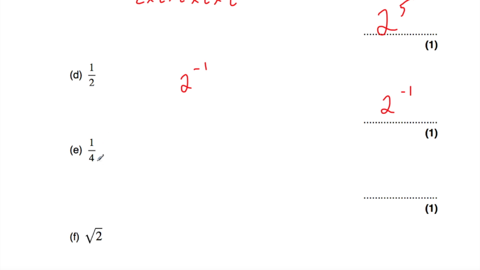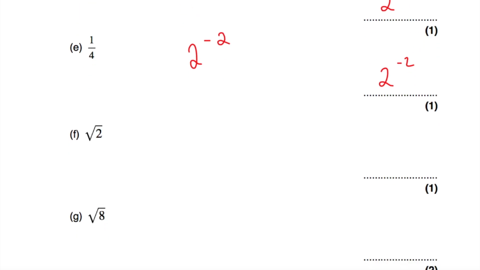Okay, next one, a quarter, or 1 over 4. So because the 4 is on the denominator, we know it's going to be a negative power. And it's 4, so we've squared the 2, so it's going to be 2 to the power of negative 2. Because if we work out 2 to the power of negative 2, it'll be 1 over 2 squared, and 2 squared is 4. So it's 2 to the power of negative 2.